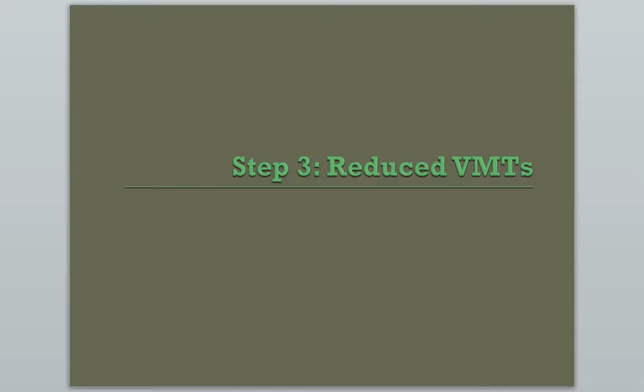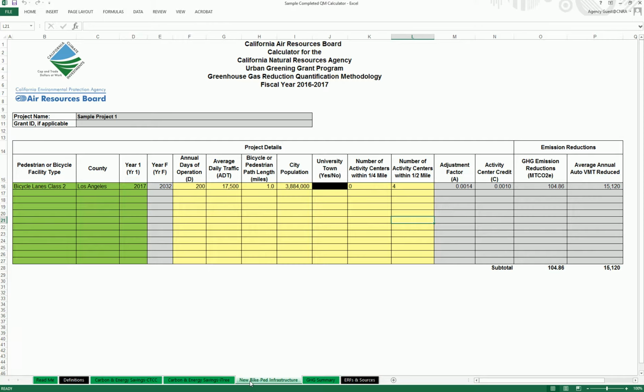If your project includes reduced vehicle miles traveled, you will want to go to the tab titled New Bike Ped Infrastructure. The green boxes on this tab are drop-down boxes, as demonstrated here, and the yellow boxes are where you will require entry.